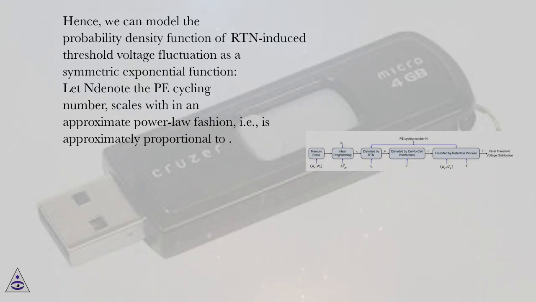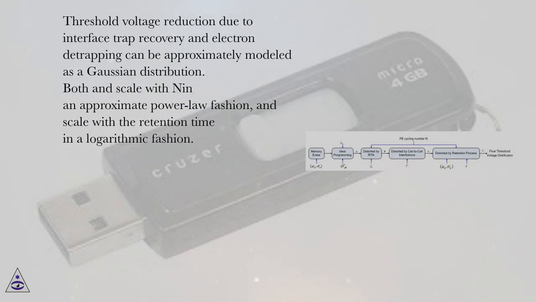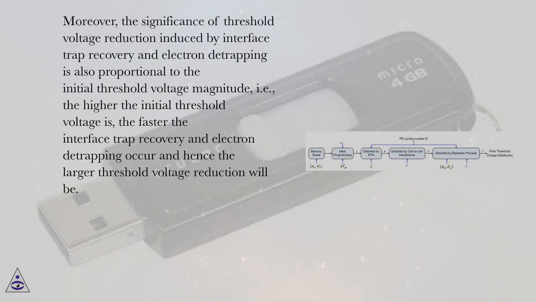Let N denote the P/E cycling number. Its scale is approximately proportional to a power law fashion, i.e., the threshold voltage reduction due to interface trap recovery and electron detrapping can be approximately modeled as a Gaussian distribution. Both scale with N in approximate power law fashion, and scale with the retention time in a logarithmic fashion. Moreover, the significance of threshold voltage reduction induced by interface trap recovery and electron detrapping is also proportional to the initial threshold voltage magnitude, i.e., the higher the initial threshold voltage is, the faster the interface trap recovery and electron detrapping occur and hence the larger the threshold voltage reduction will be.